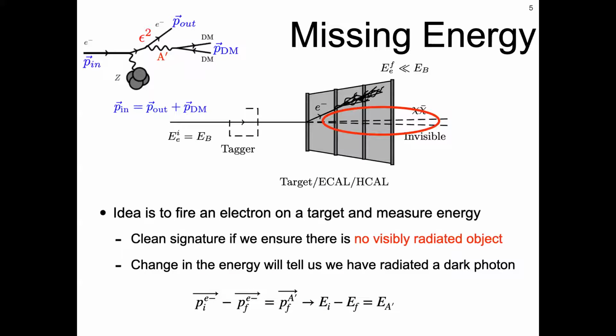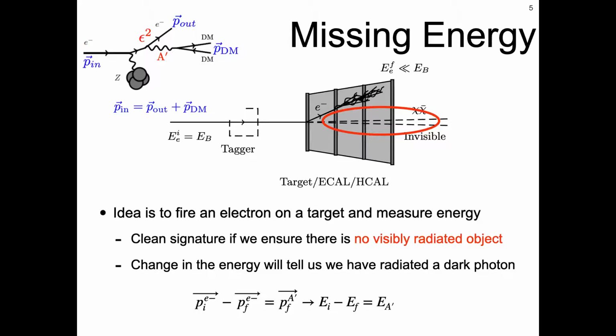All right, so we look for an electron, and the idea is to look for the change in the energy. In the case of a normal bremsstrahlung, if this were a normal photon and not massive, this change in energy will be very small. But if it's a dark photon, you need to pull off a significant amount of energy because the dark photon has some mass, and so this change in energy becomes large.